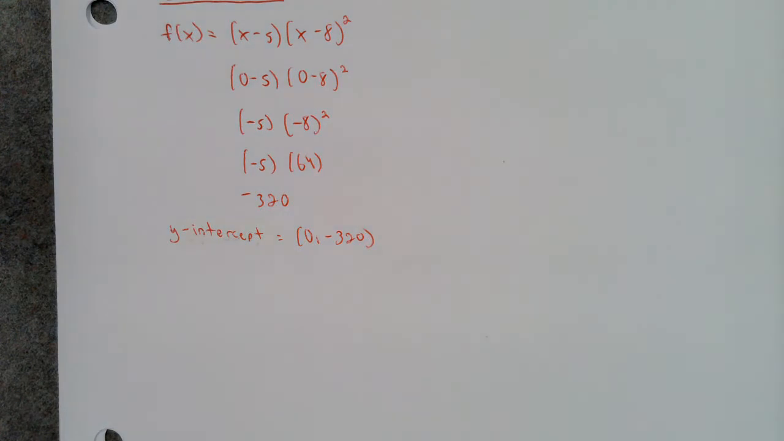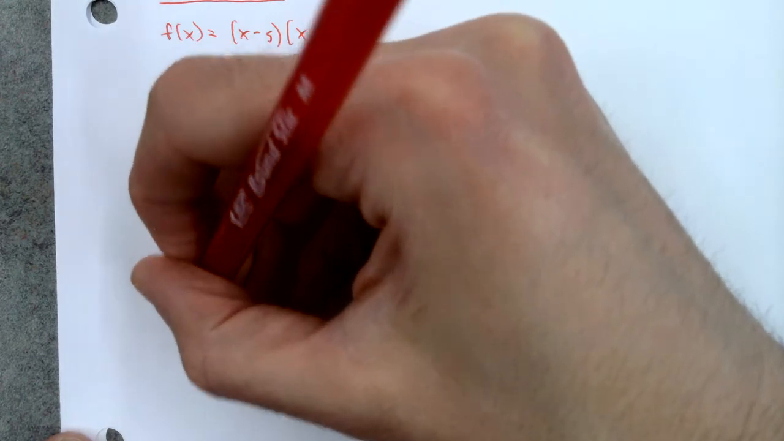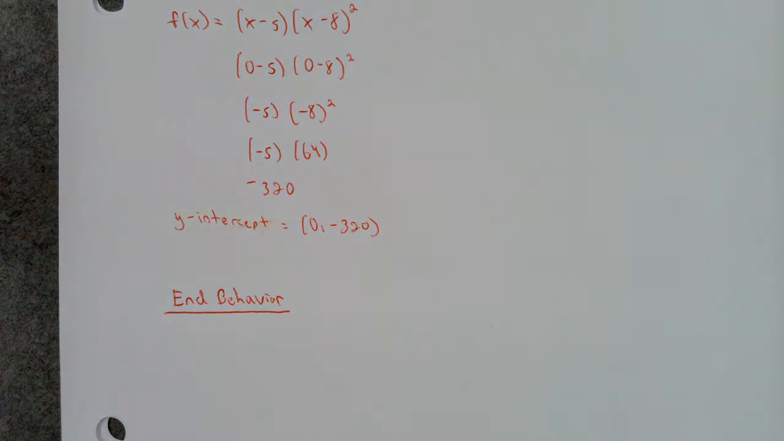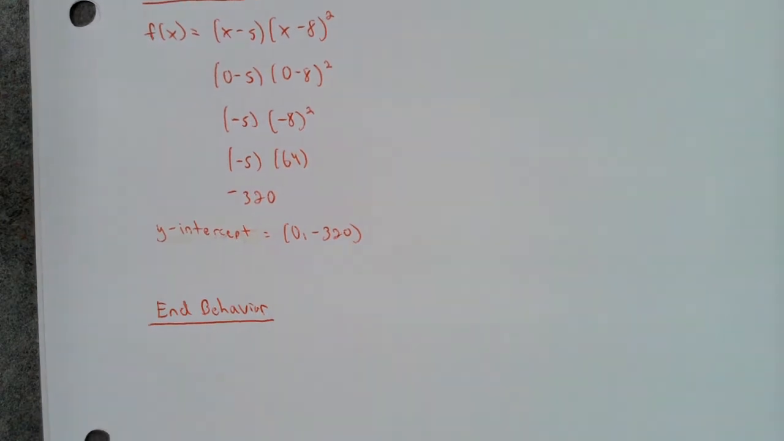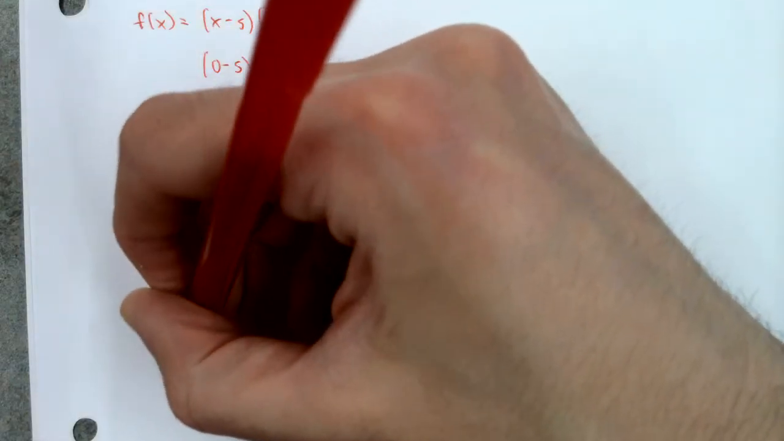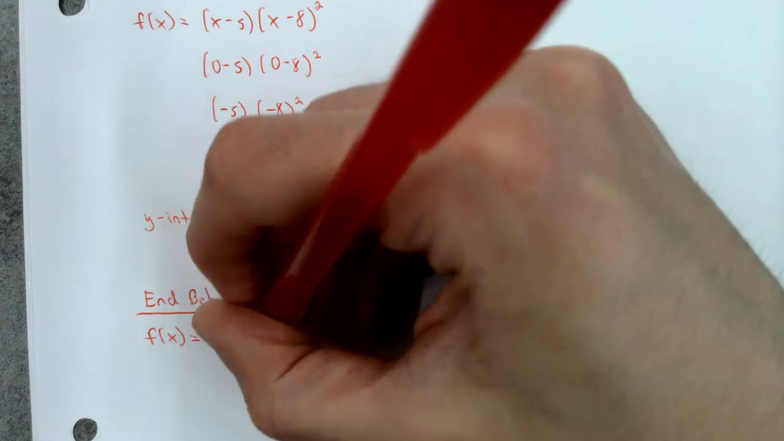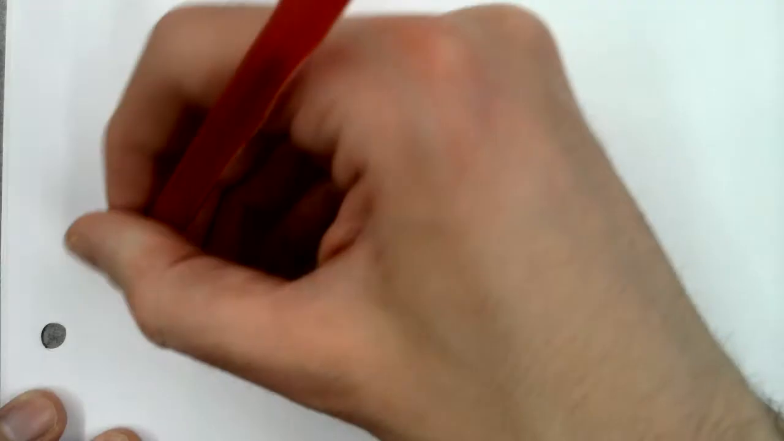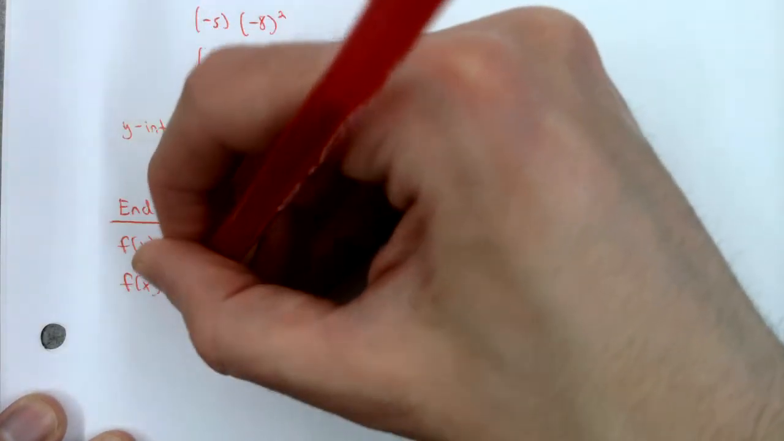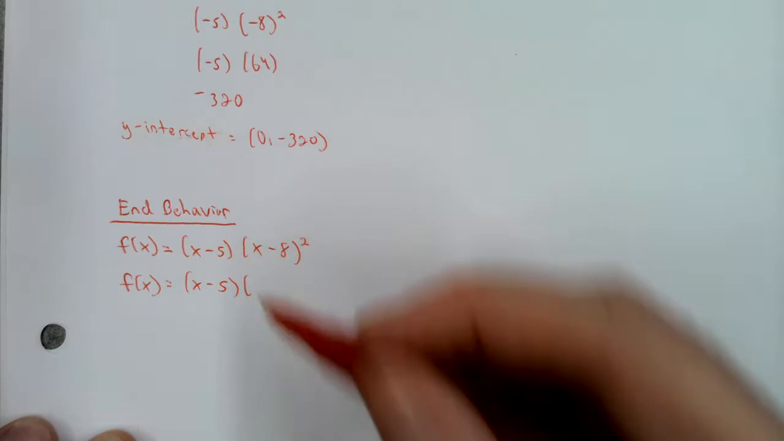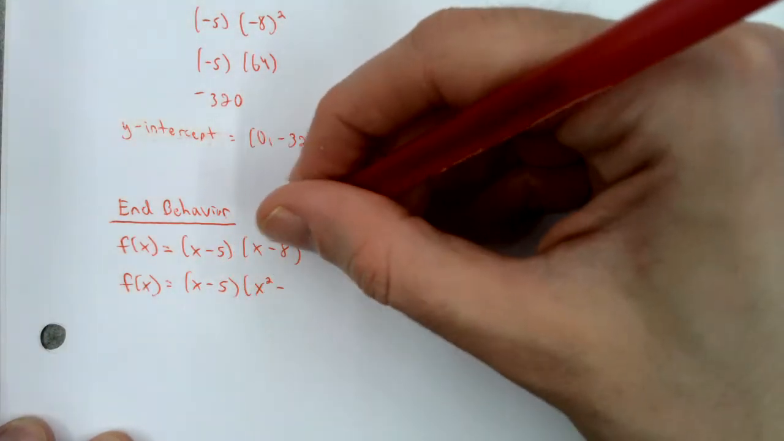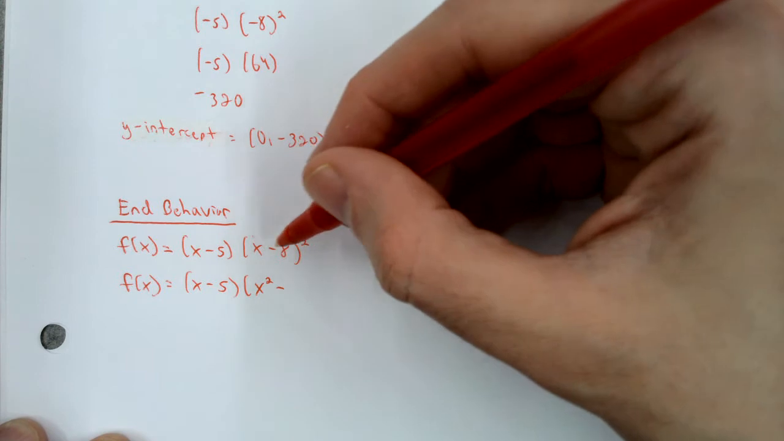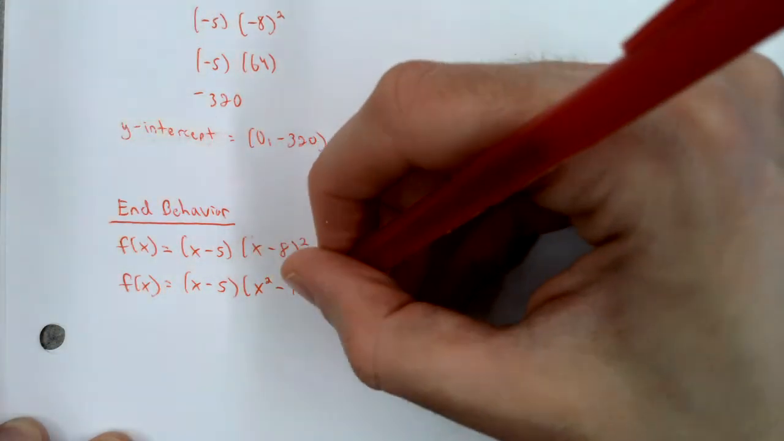Now let's do the end behavior. I'm just going to recopy down the problem again, just like we did before. F of x equals x minus 5 times x minus 8 squared. Let's do x minus 8 squared first. Now, you should know the shortcut by now to squaring a binomial. Square the first term, x squared, minus, multiply these together, 8 times the x and double it. So minus 16x. And then plus 64.